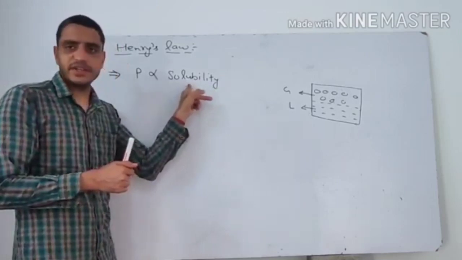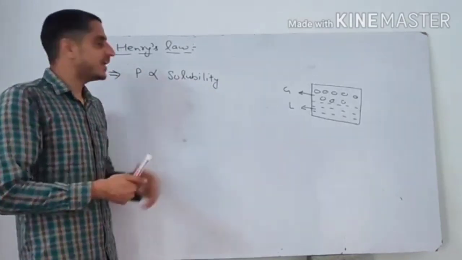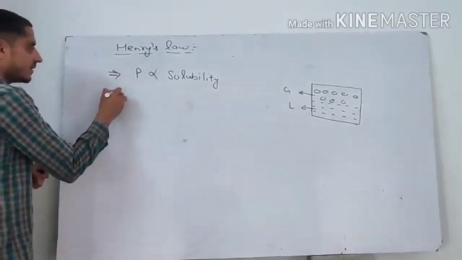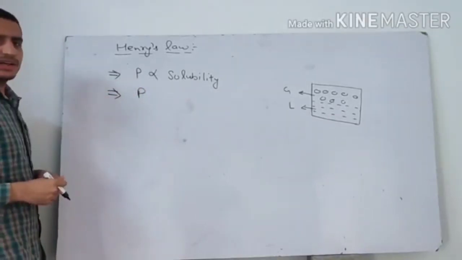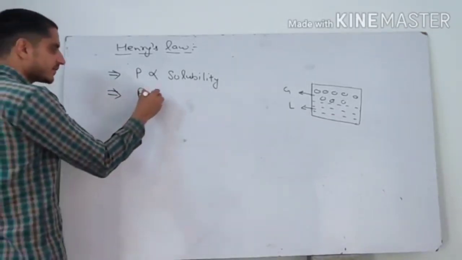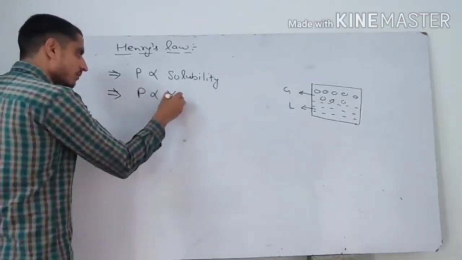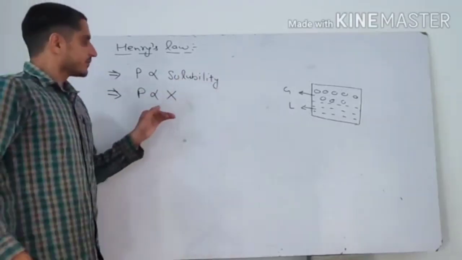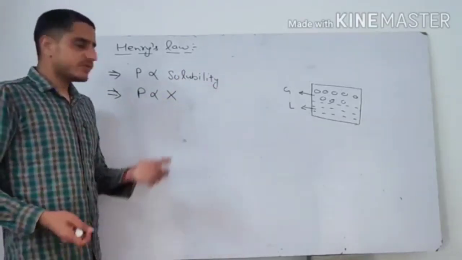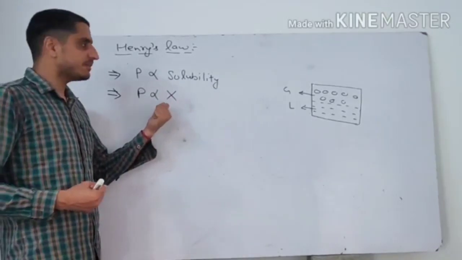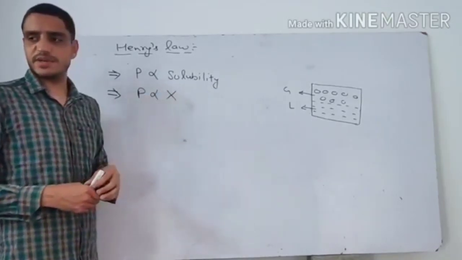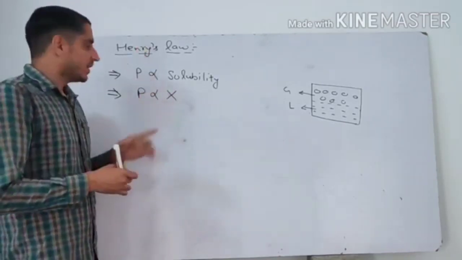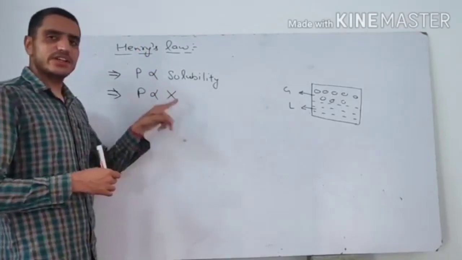To determine the solubility, we have to use a concentration term, and that concentration term Henry has taken as mole fraction. He said the pressure applied by the gaseous molecule on the surface of the liquid is directly proportional to the mole fraction of that gas in liquid. Mole fraction means the number of moles present in the liquid. So if the mole fraction is more, it means the pressure applied would have been more. Getting my point?